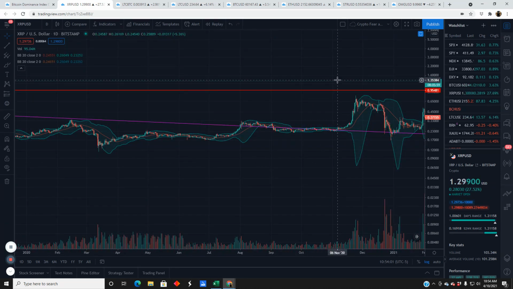But that's it for Bollinger Bands. If you have more questions on that, let me know, and I will go over them again. It's not my most preferred indicator, but it's one of the ones that I do like.